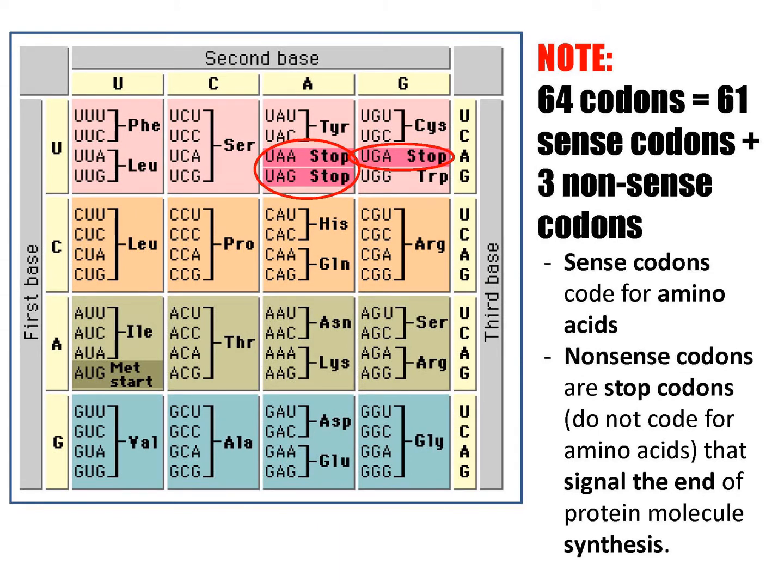There are 2 types of codons, the sense codons and the nonsense codons. So the sense codons will code for amino acids. But there are 3 nonsense codons. So the nonsense codons encode for stop codons. They don't code for any amino acid, but they have a specific message, which is, in other words, stop here. So asking the protein synthesis to stop. So it signals the end of the protein molecule synthesis.